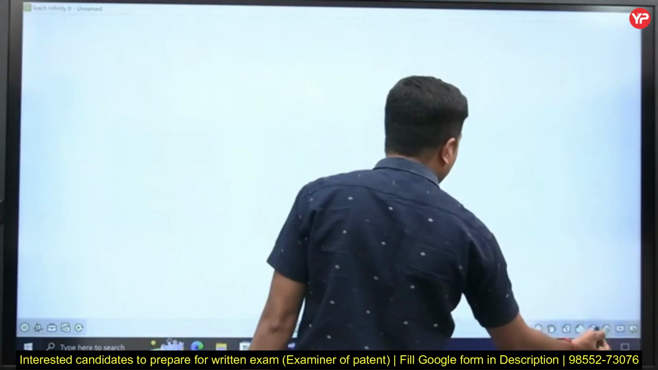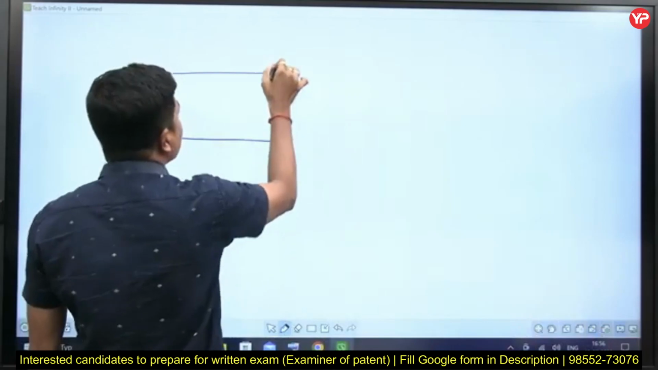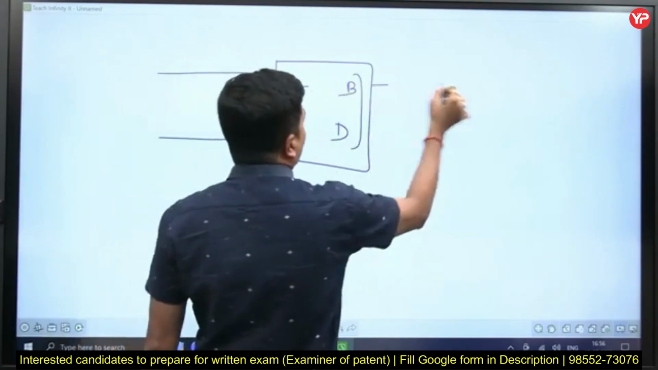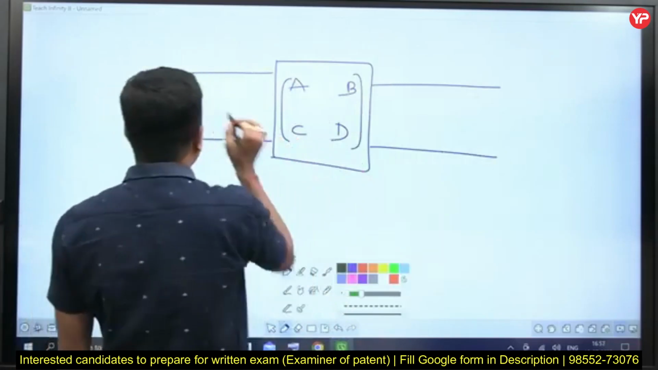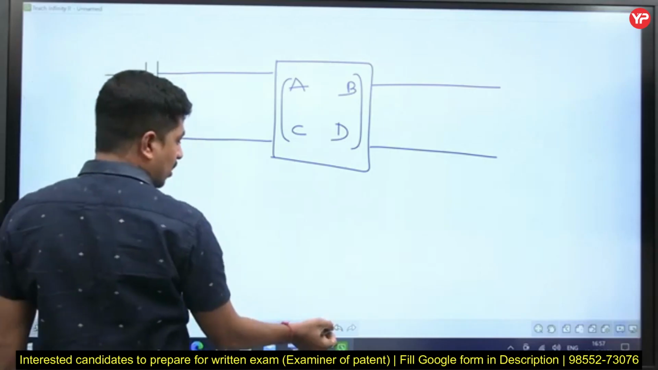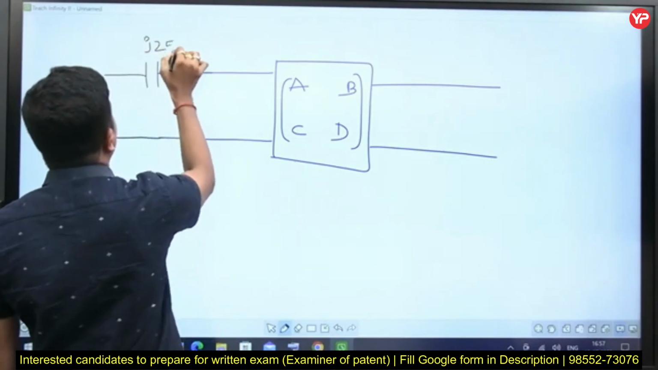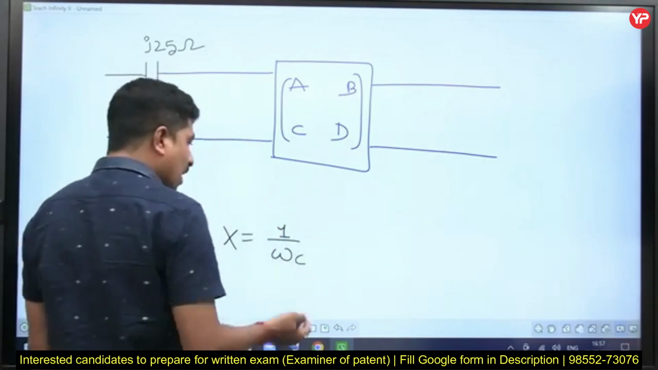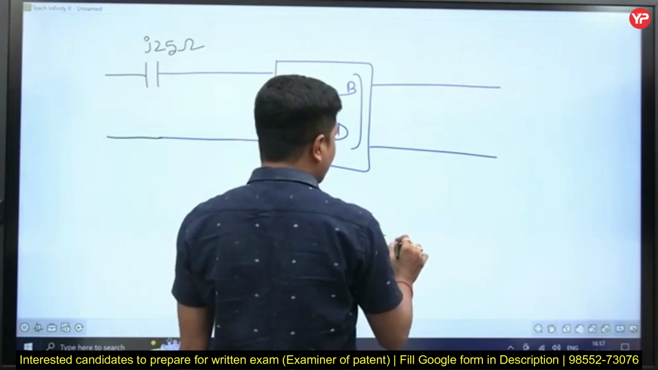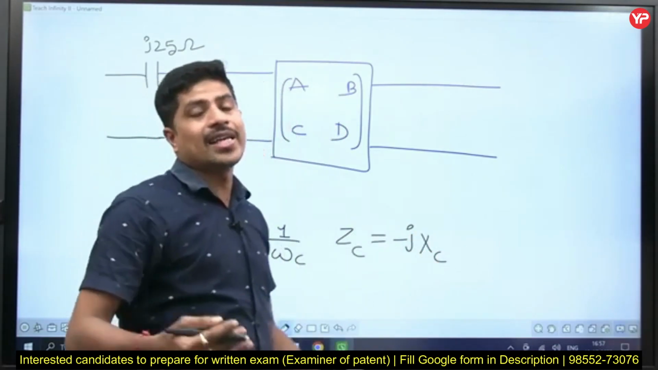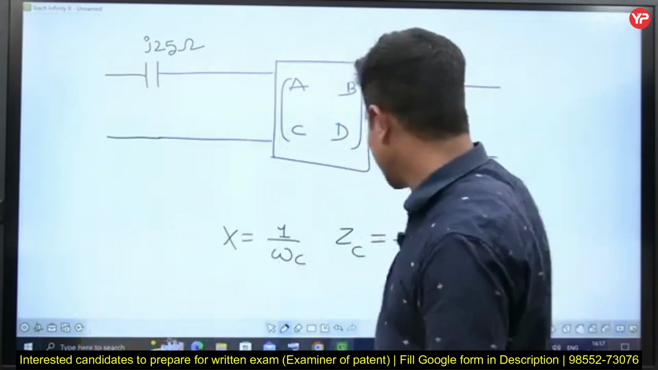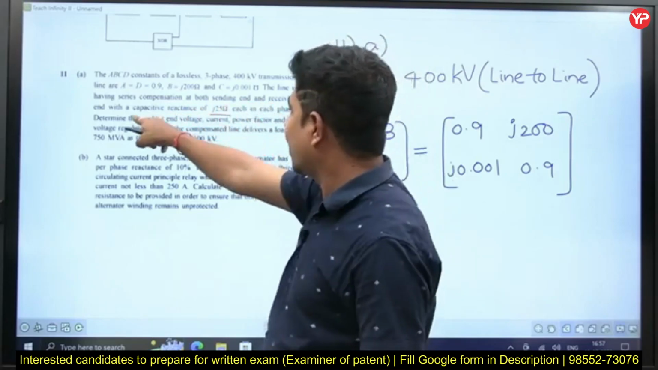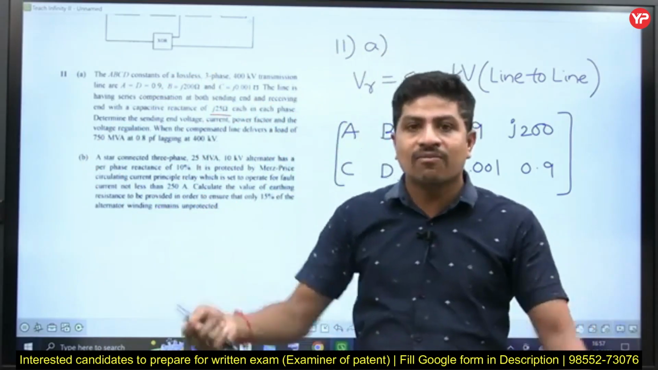Now let me show you diagrammatically. This is the transmission line. It is having ABCD parameters. This is the ABCD parameters of the transmission line. This side is the sending end. At the sending end side, we have a series compensation of plus J25. See, capacitor reactance XC is equal to 1 by omega C. When we are writing Z of capacitance, we write minus JXC. But the examiner himself has given it as plus J25 ohms. We can go back to the question and verify that he gave both sending end and receiving end with a capacitor reactance of J25, himself mentioned it as plus J25.